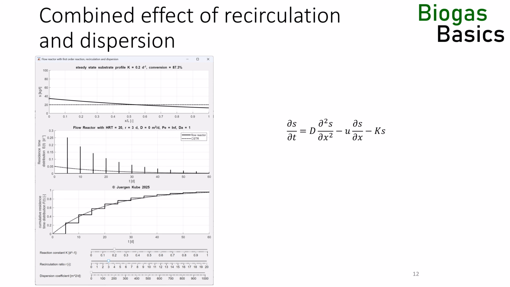The residence time is still 20 days, but now 1 ton of substrate is diluted with 3 tons of recirculate. It takes 5 days for the feedstock plug to cross the reactor. We see Dirac impulses every 5 days.